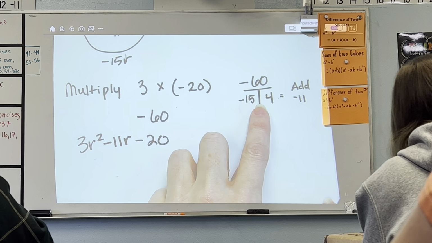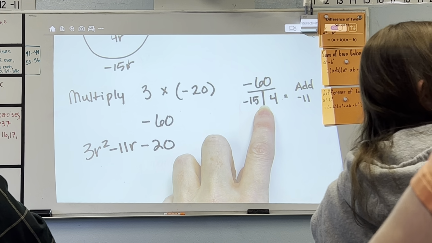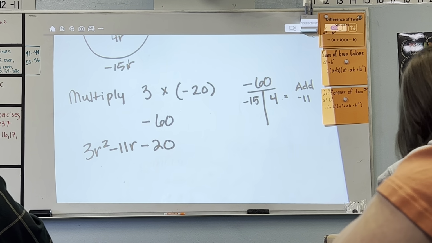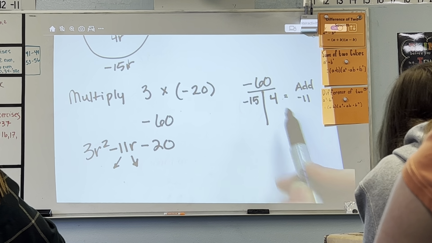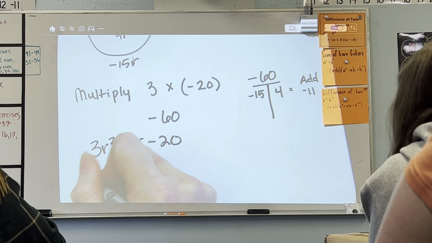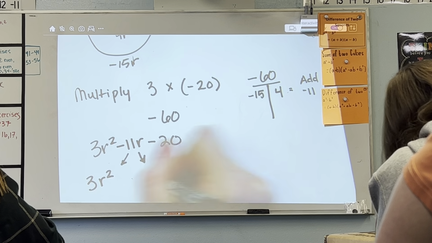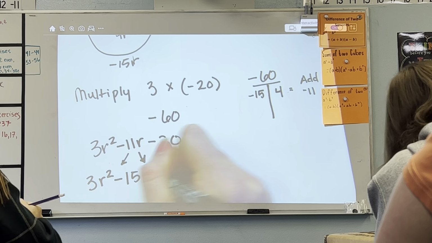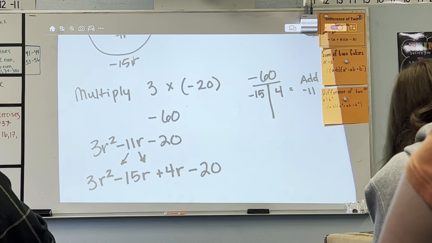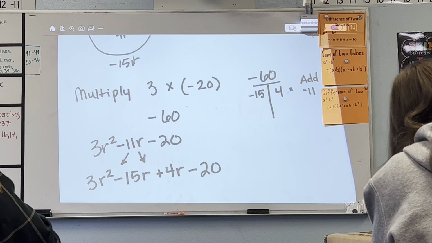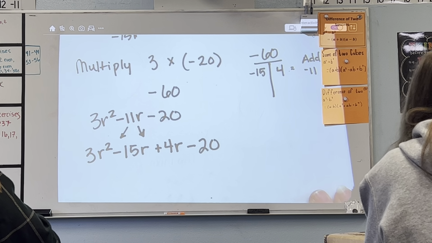Okay, so that's the combination. Now here's where it's a little different. This is the extra step. We are gonna split -11 up. Instead of -11, I'm gonna write -15R and 4R, yes, -15R plus 4R minus 20, like that. And so is that the final answer? No. That would be add like terms.